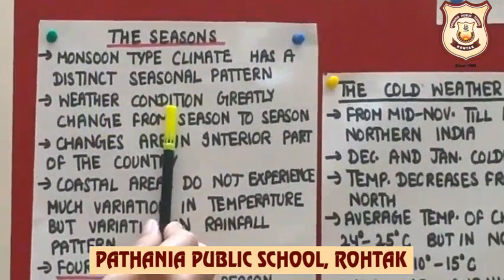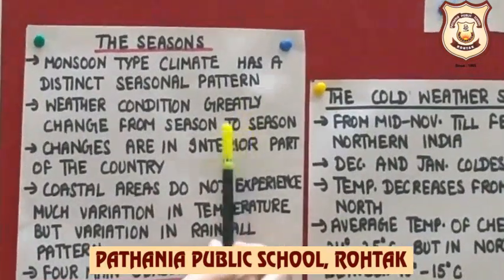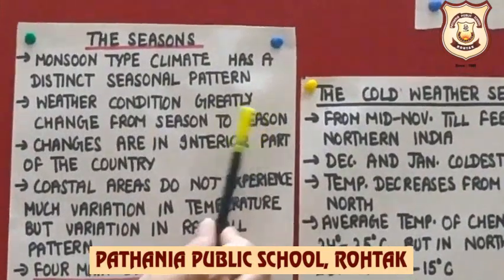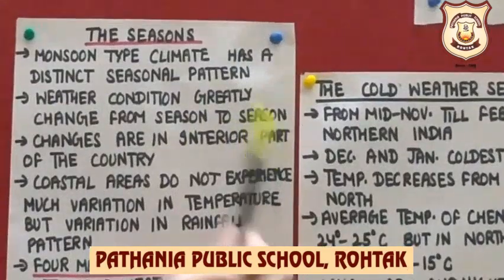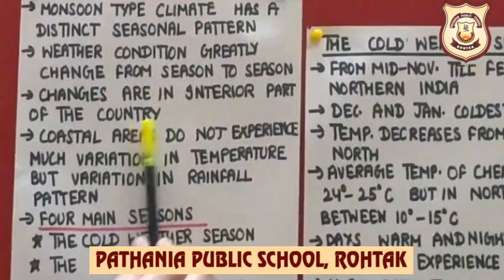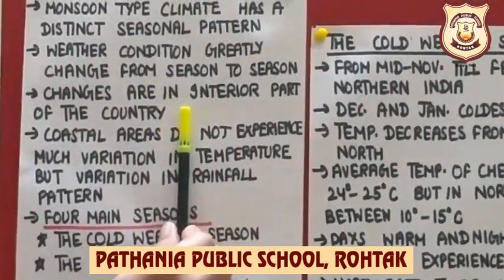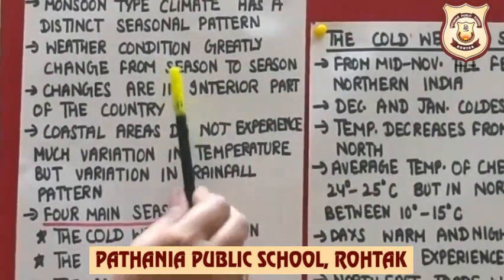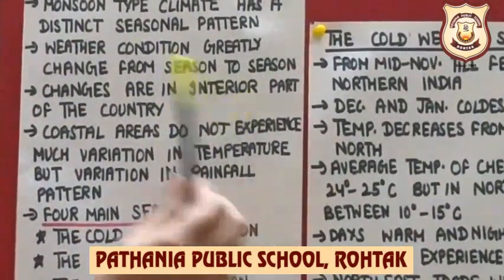Now, weather conditions greatly change from season to season. Like you experience in summer, the temperature almost reaches 45 degrees. In winters, it is just near 8 degrees. So there is a great change from season to season. These changes are experienced in the interior part of the country, meaning these are not experienced in the coastal region. As we know, in the coastal region there is a moderate type of temperature. That is why this monsoon type of climate is found in the interior part of the country.